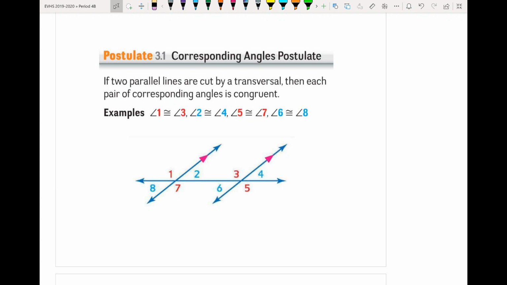Here's our if-then. If 2 parallel lines are cut by a transversal, first off, this idea of parallel here is extremely important because earlier those lines weren't parallel. Now they are. Oh, by the way, on the picture, the symbol for parallel is this arrow. You could have 1 arrow, 2 arrows, and keep track of multiple sets of parallels in one picture. But when they're cut by a transversal, then each pair of corresponding angles is congruent. So I know that angle 1 is congruent to angle 3, angle 2 is congruent to angle 4, and so on. Notice that one is listed as a postulate.